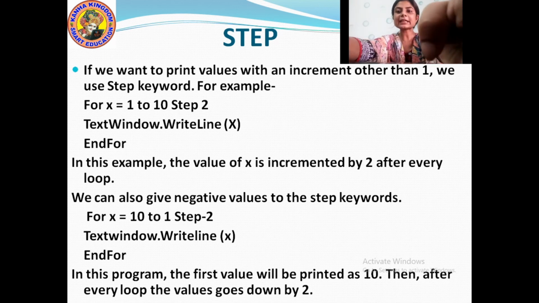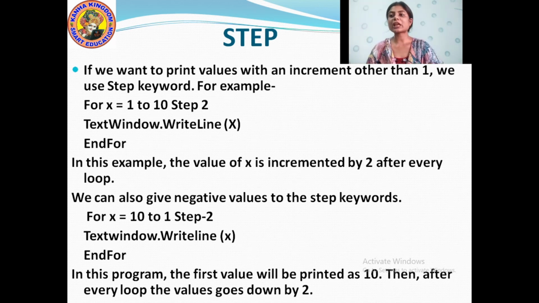In this program the first value will be printed as 10. If you give a negative step, the first value will be printed as 10 and then the value goes down by 2, because you are giving the negative sign with 2. If you are incrementing with a positive number, it will give you an increasing number. And if you are incrementing with a negative number, it will give you a smaller number.